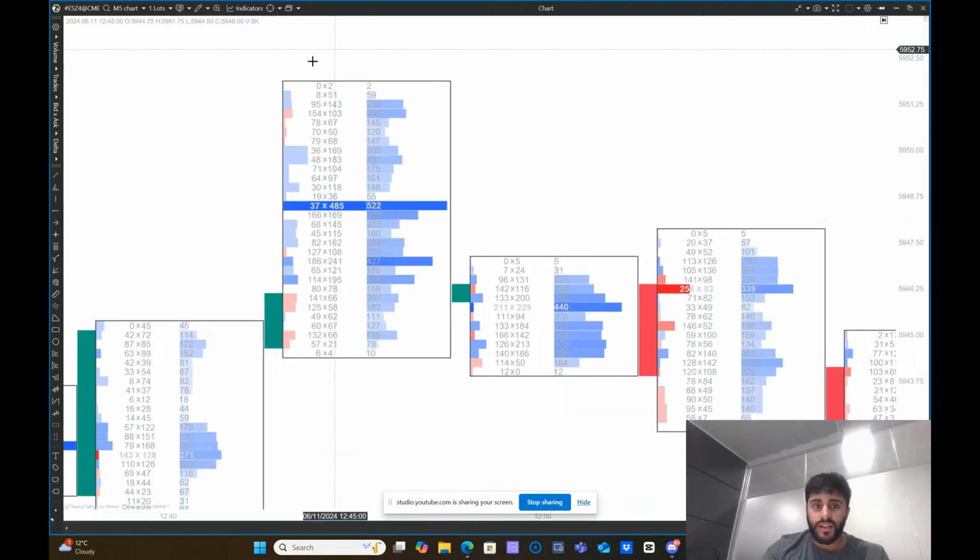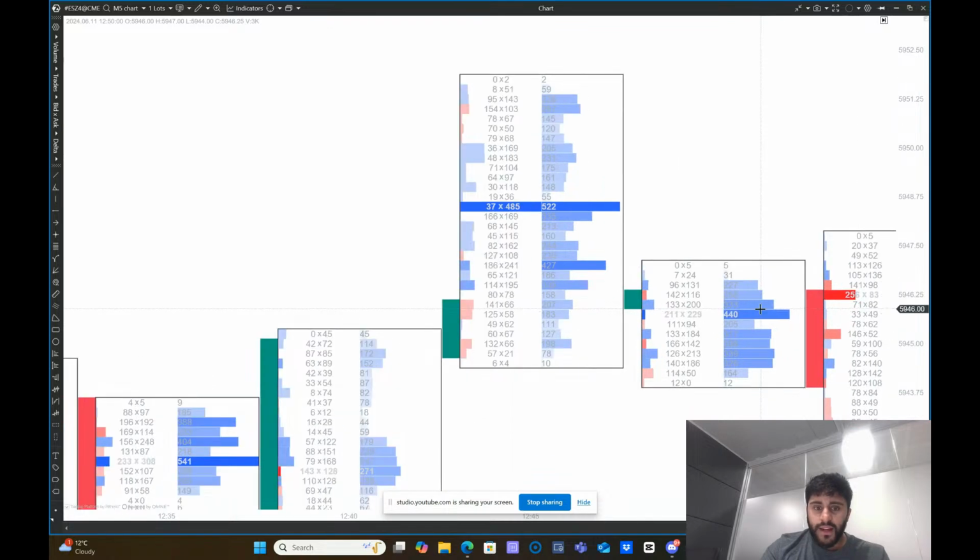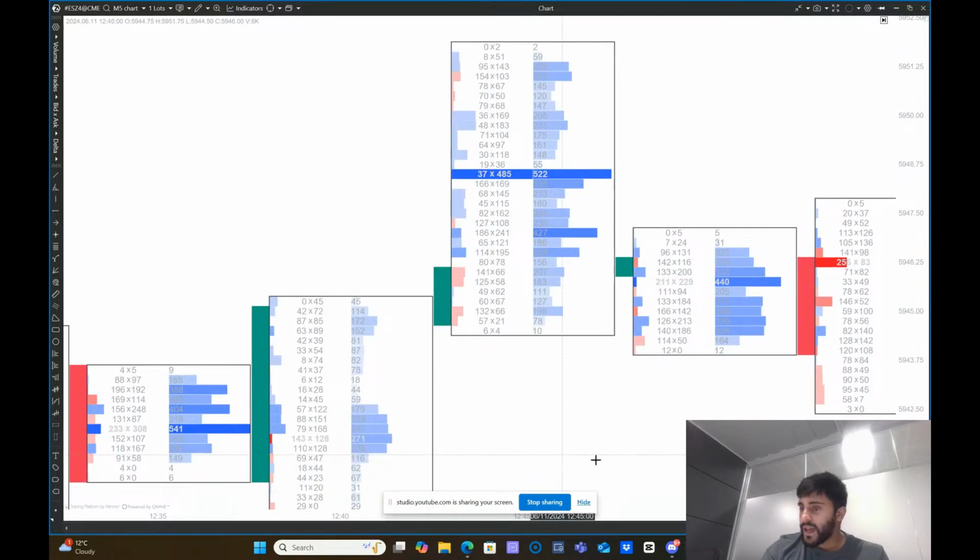So this is the footprint chart. What we're looking at now is we're looking to understand who is aggressive and who is passive. Being aggressive and being passive are the keys to the market. So when price is at a bullish fair value gap, you want to see who is being aggressive, right? Over here we had 37 for 485. That means there are 485 people hitting the ask, because it's the bid on the left and the ask on the right.